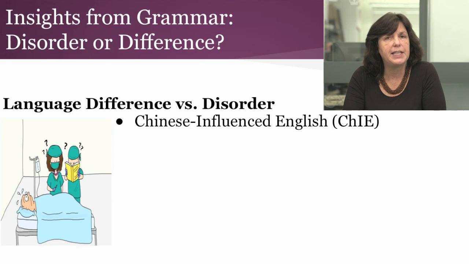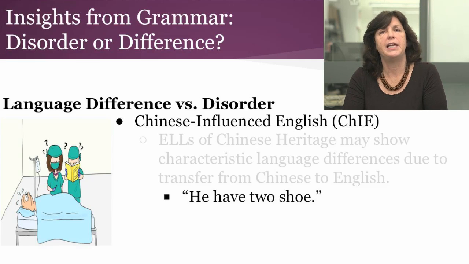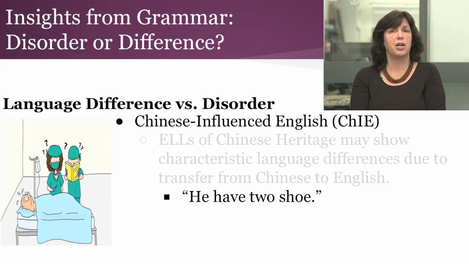Let's move on to Chinese-influenced English. Some of the major varieties of Chinese spoken in New York City include Mandarin, Taiwanese, Cantonese, and Fujianese. ELLs of Chinese heritage may show characteristic language differences due to transfer from Chinese to English. For example, you may hear something like, "He have two shoe." This is because Chinese doesn't demonstrate subject-verb agreement and plural inflection in the same way that Standard American English does. In Standard American English, one would say, "He has two shoes."